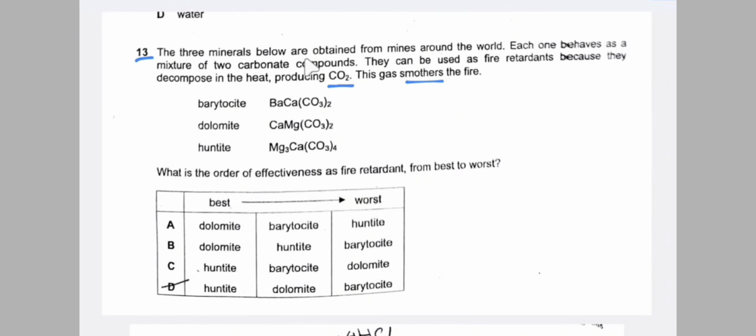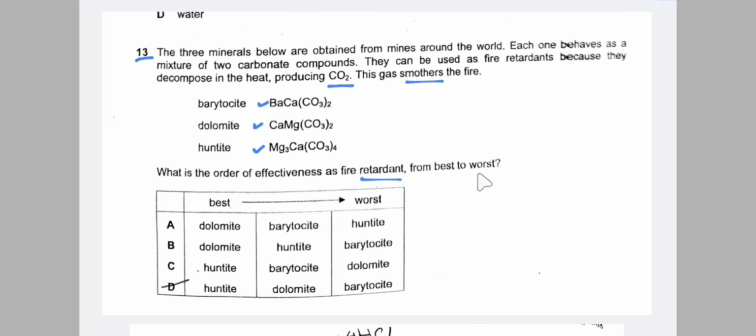the 3 minerals below are obtained from mines around the world. Each one behaves as a mixture of 2 carbonate compounds. They can be used as fire retardants because they decompose in heat, producing carbon dioxide. This gas smothers the fire. So these are the 3 carbonate compounds. What is the order of effectiveness as a fire retardant, from the best to the worst?